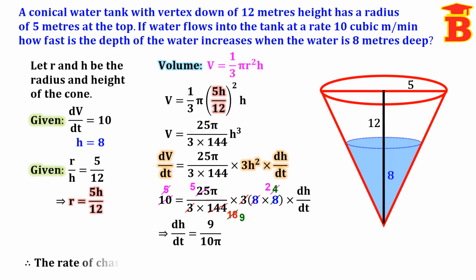So finally, take and write the answer. The rate of change of depth of the water is 9 by 10 pi meter per minute. See the question and write the unit. So in the question the unit is meter per minute. So finally take and write the same unit.